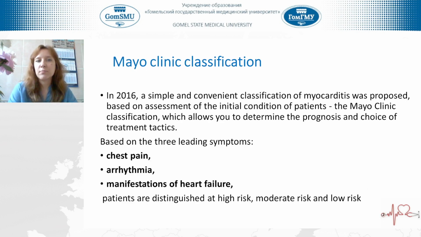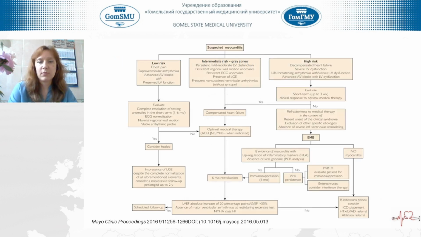Mayo Clinic classification. A simple and convenient classification of myocarditis, with prognosis based on assessment of the initial condition of the patient. The Mayo Clinic classification allows you to determine the prognosis and choice of treatment tactics based on three leading symptoms: chest pain, arrhythmia, and manifestations of heart failure. Patients are determined as high risk, moderate risk, and low risk. Then you can see this Mayo Clinic algorithm. Here we're talking about suspected myocarditis.